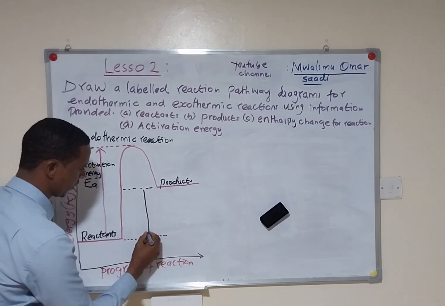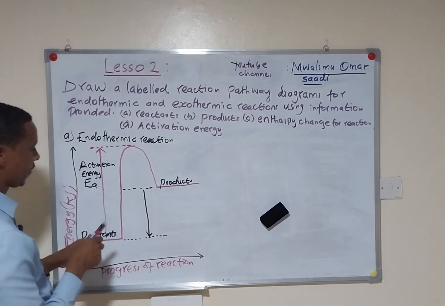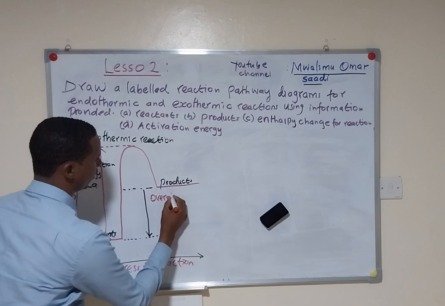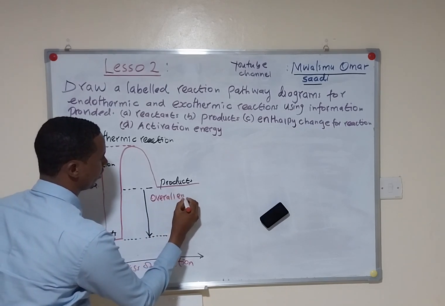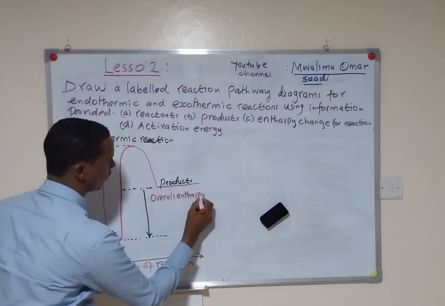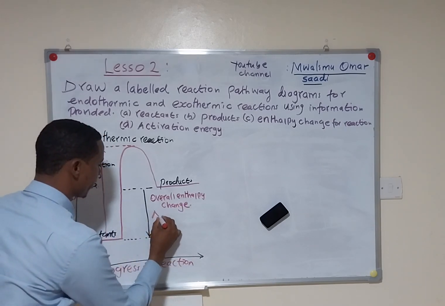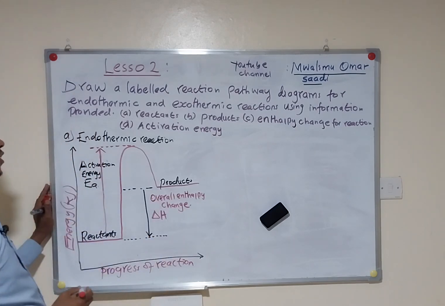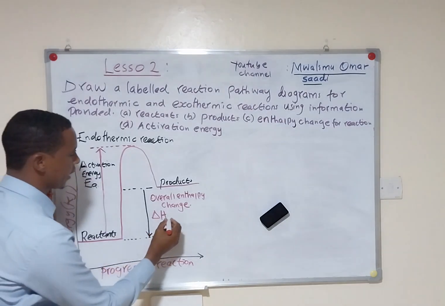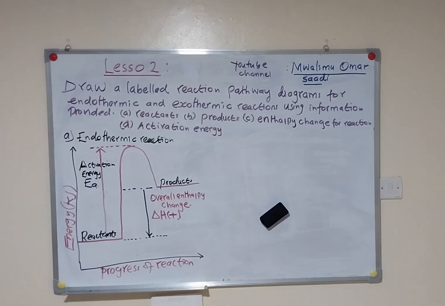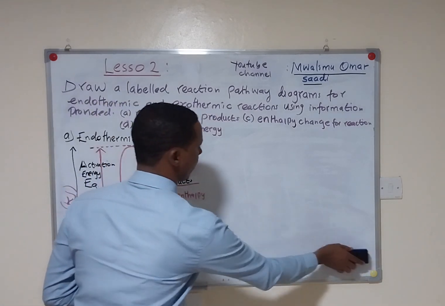So this is the enthalpy change, or the overall enthalpy change, which is denoted by change in H, and the enthalpy change for an endothermic reaction is positive. So you show a plus there because the energy is absorbed from the surroundings. So what about exothermic reactions?